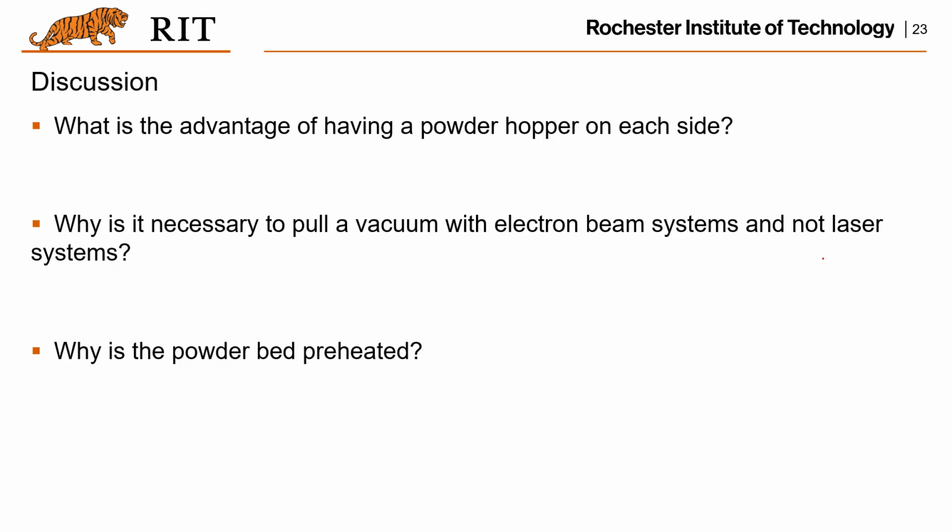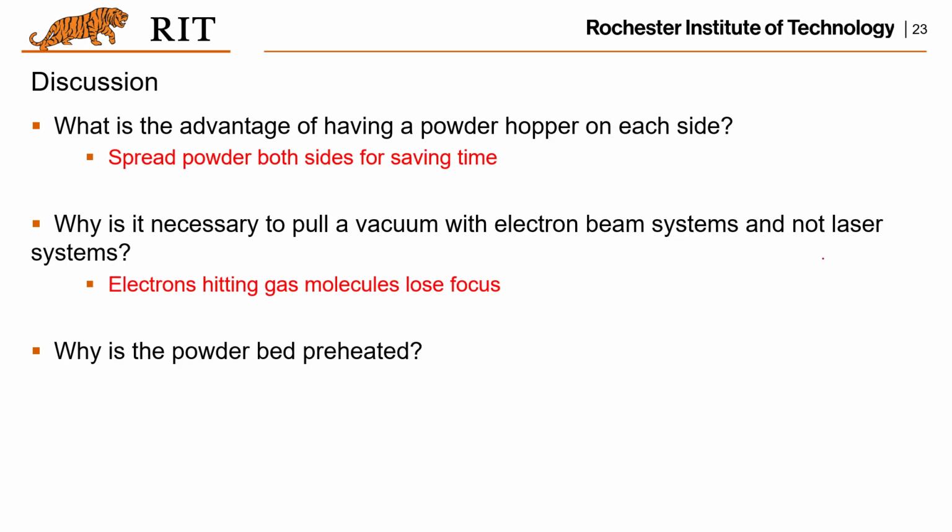So what's the advantage of having such a powder spreading mechanism? Because it would allow the spreading of the powder from both sides for saving time. Another thing is why there's a necessity to pull a vacuum with an electron beam system and not a laser system. That is because for the electron beam system, if there are air or gases there, the electrons will hit the gas molecules and lose focus on the surface of the powder bed.